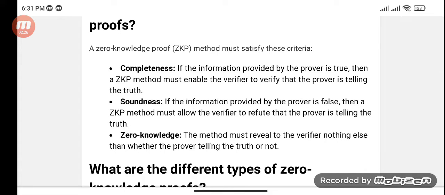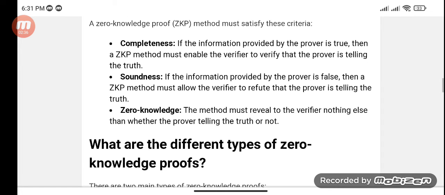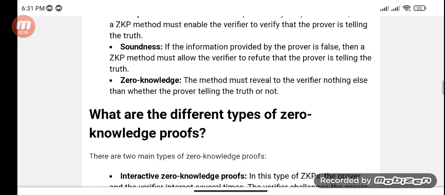Soundness. If the information provided by the prover is false, then a ZKP method must allow the verifier to refute that the prover is telling the truth. Zero knowledge. The method must reveal to the verifier nothing else than whether the prover is telling the truth or not.